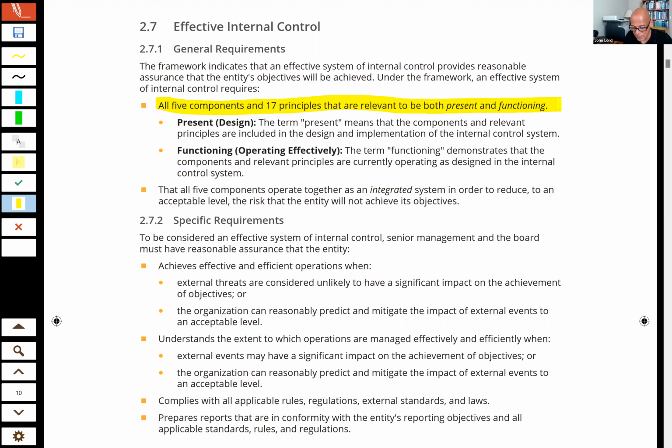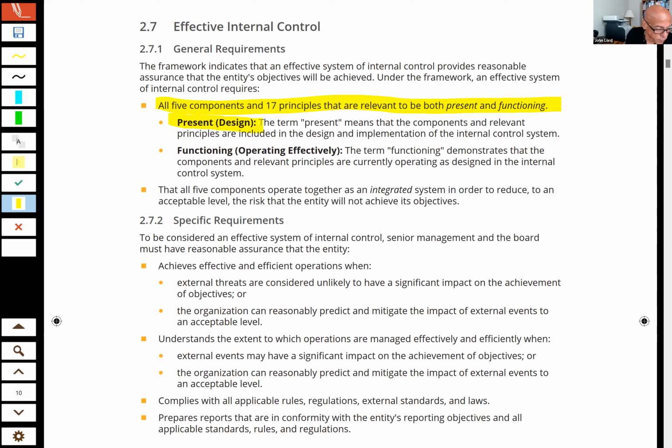Now, that doesn't mean that there isn't a principle that might not be relevant, but if a principle is not relevant, there needs to be a clear understanding as to why a particular principle is not relevant. So as you evaluate the components, by evaluating the principles, you are looking to see what is the design of the control.